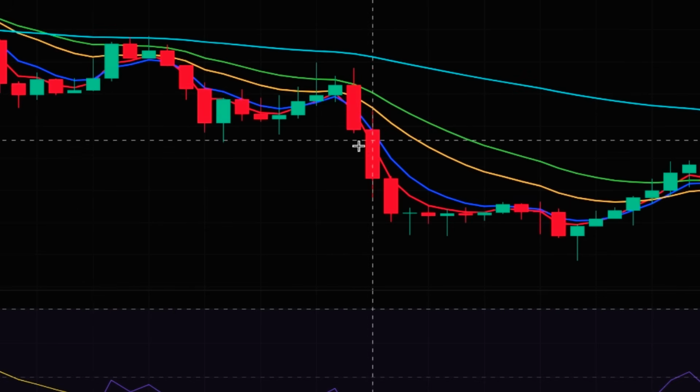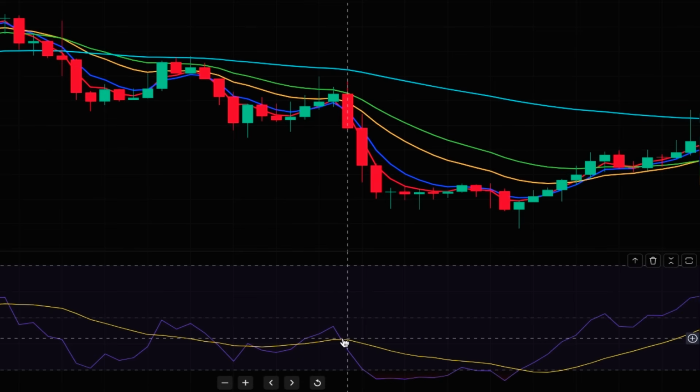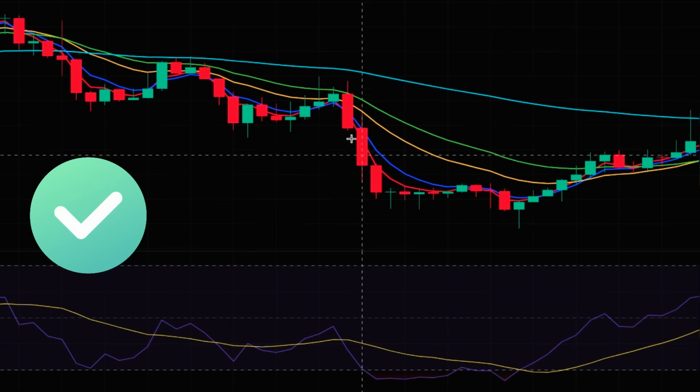For more confirmation, we check RSI. For a short position setup, the RSI line should be below the center line, but not below 30. In other words, it should not be oversold. So if RSI line is between center line and 30, which is the case here, the sell signal is confirmed.